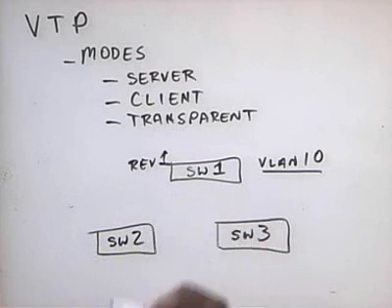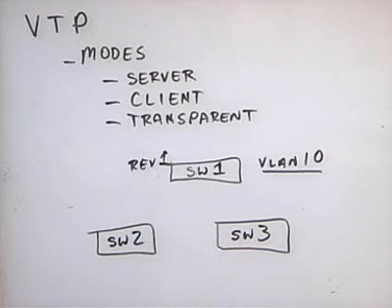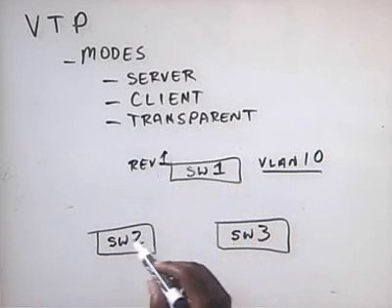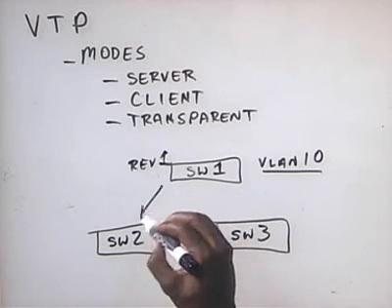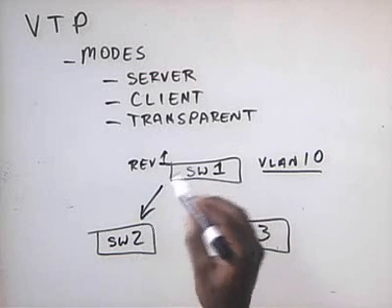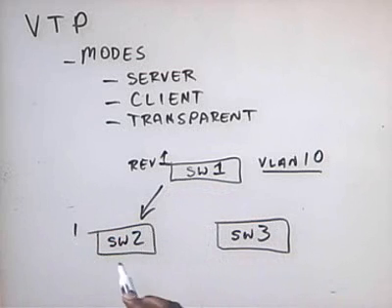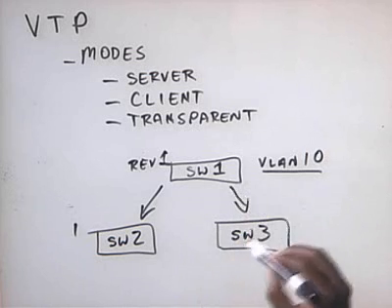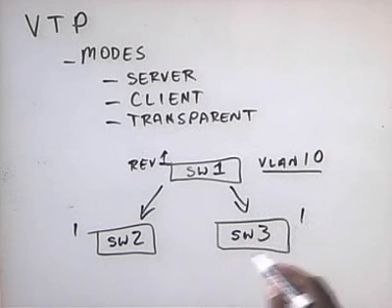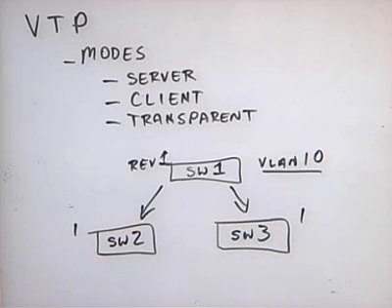So when these two switches compare notes, switch 2 says I've got revision 0. Switch 1 says I've got revision 1. I have a higher revision number. So therefore, switch 2 says, well, send me your information. So now switch 1 sends its latest update. So now switch 2 is at revision 1. The same thing happens here with switch 3. Switch 3 synchronizes with switch 1 to revision number 1.